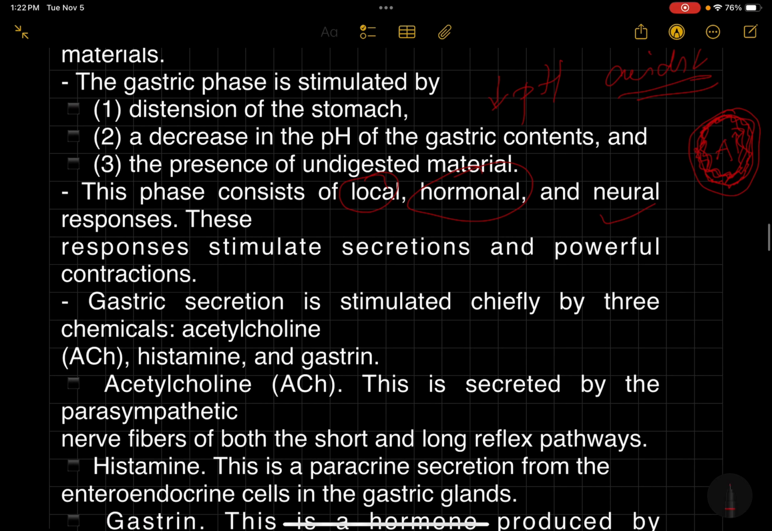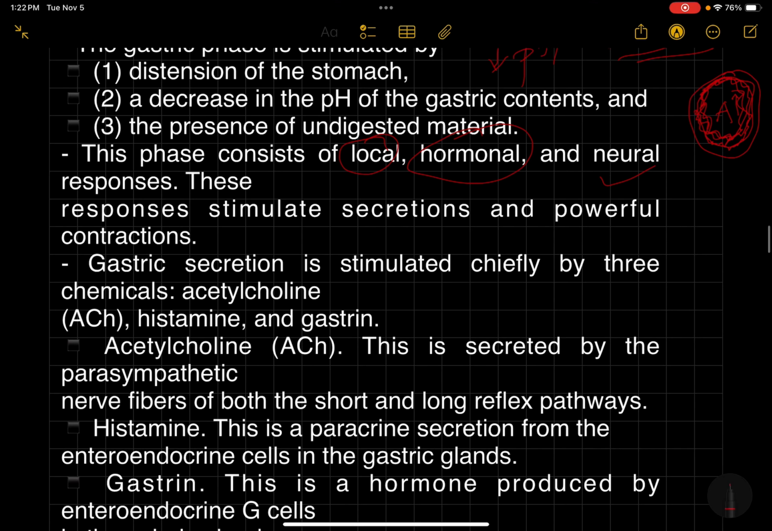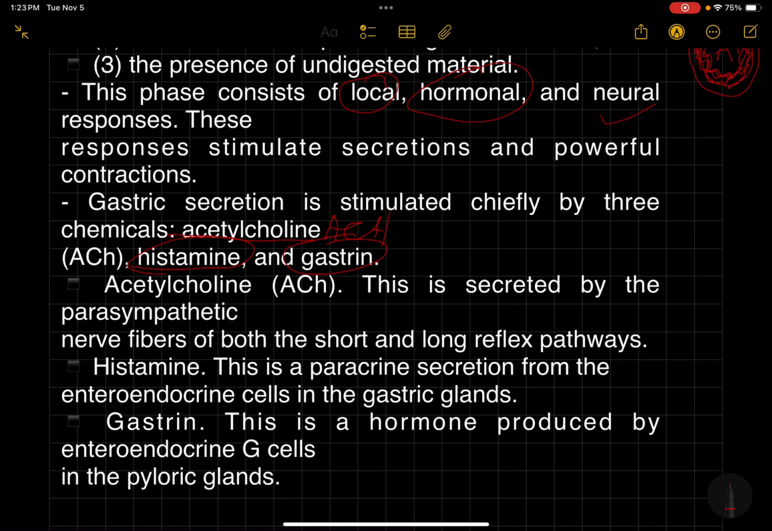Gastric secretion is stimulated chiefly by three chemicals: acetylcholine, or ACh, histamine, and gastrin. Histamine: if you ingested something that can trigger our allergy, sometimes it also triggers our stomach. Acetylcholine, or ACh, is secreted by the parasympathetic nerve fibers of both the short and long reflex pathways. What is our parasympathetic? The rest-and-digest system, meaning our stomach.